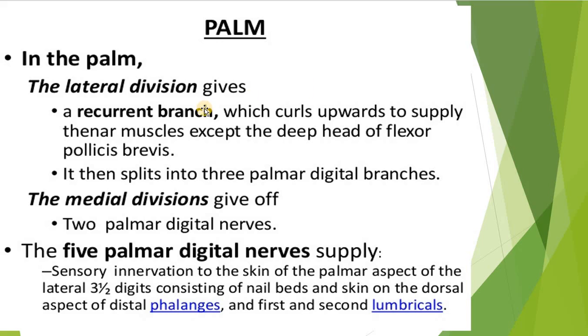In the palm, the lateral division gives a recurrent branch which curls upward to supply the thenar muscles, just below the thumb, except the deep head of the flexor pollicis brevis. Then it splits into 3 palmar digital branches. The medial division gives off 2 palmar digital nerves. The 5 palmar digital nerves supply sensory innervation to the skin of the palmar aspect of the lateral 3.5 digits, including the nail beds and the dorsal aspect of the distal phalanges, and the first and second lumbricals are supplied.